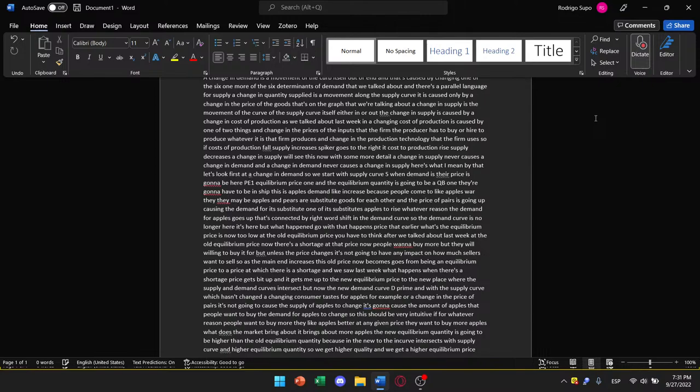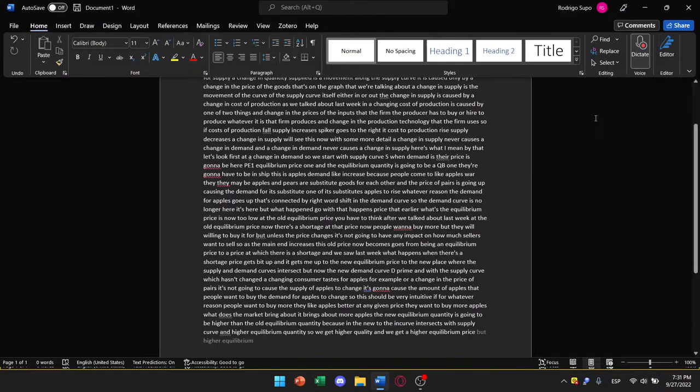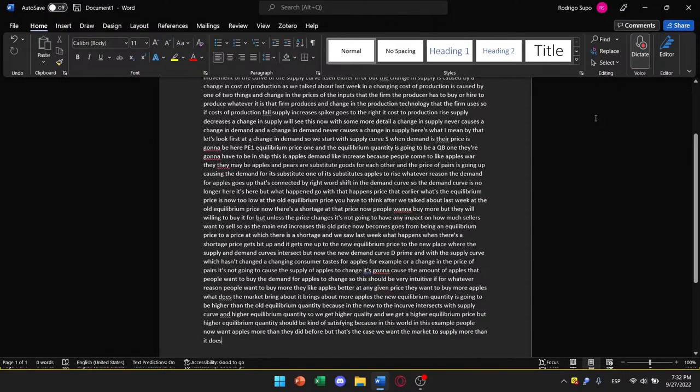That higher equilibrium quantity should be kind of satisfying because in this world, in this example, people now want apples more than they did before. Well, if that's the case, we want the market to supply more apples, and it does. More apples wind up in the hands of consumers when demand increases, causing the price to rise. And a higher price reflects the fact that apples are now valued more highly.